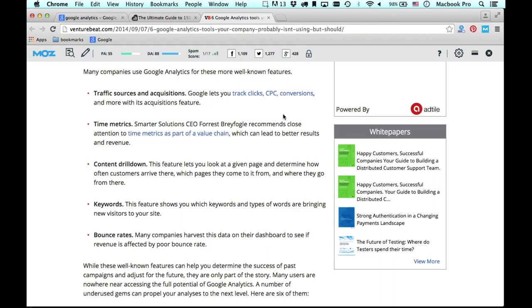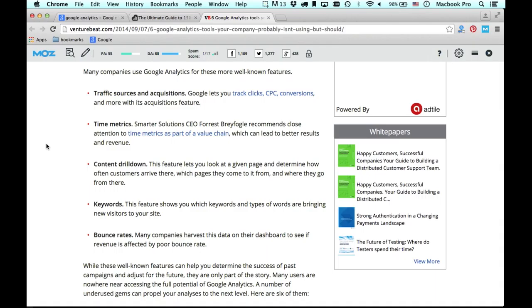But it's important to set it up properly, because we want to find out when people actually arrive on our site, what they are doing, and were we able to convert those visitors into customers. The time metrics are important because we want to find out how much time they are spending on our website, how much time they are spending on the different pages, and also the content drill down: not only what page they landed on, where they went from there, what they did on your website, and then where they left from.